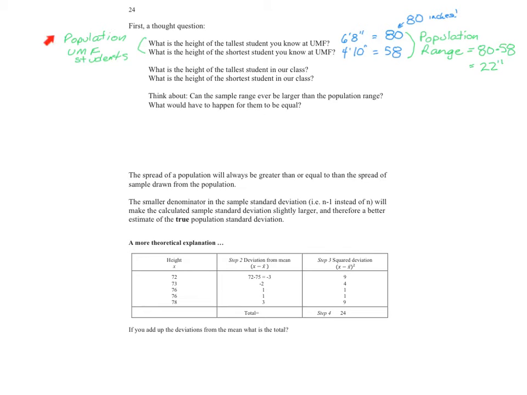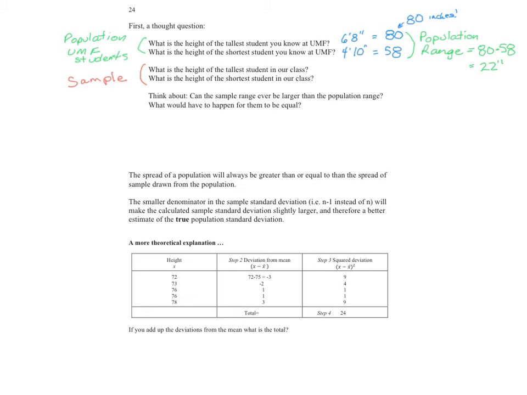So if our population is all UMF students, our population range is 86 minus 58, or 28 inches. And if you think your eyes are playing tricks on you, they're not. I did just correct that 70 that was there to 86. 86 is 80 inches.